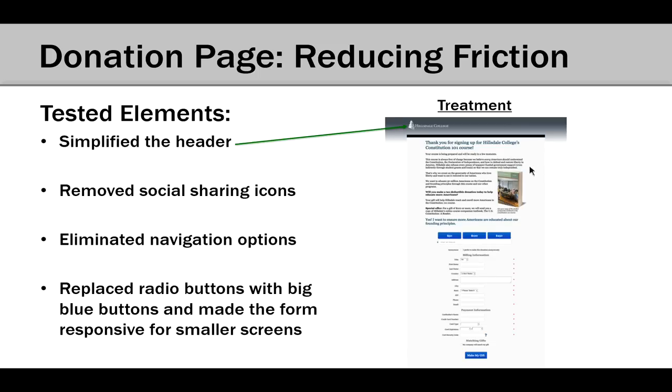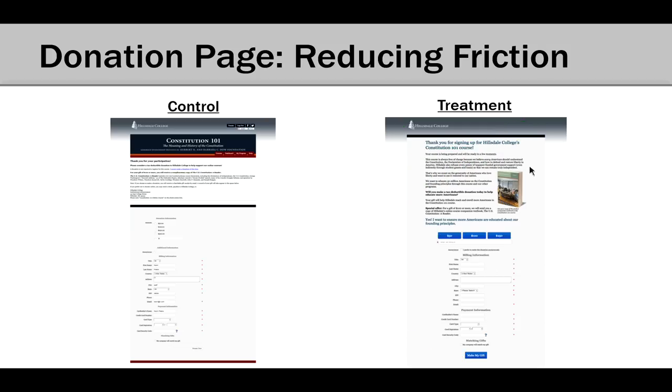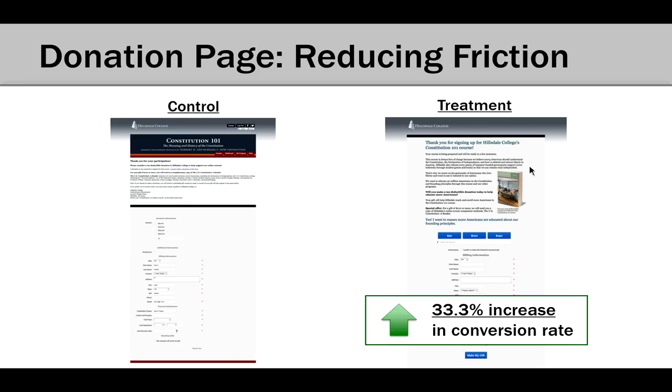So here's the treatment. We removed that big bulky header, we condensed it, and we moved people more quickly into the value proposition. We thanked them for taking the initial action and moved them into the value proposition. We got rid of the social sharing icons. We eliminated the navigation options on this page, and we replaced those little pesky radio buttons that are difficult to click with these big, bright blue buttons that are easy to click. And in our A/B split test, when we tested this new treatment versus the control, the treatment produced a 33.3% increase in donation conversion.